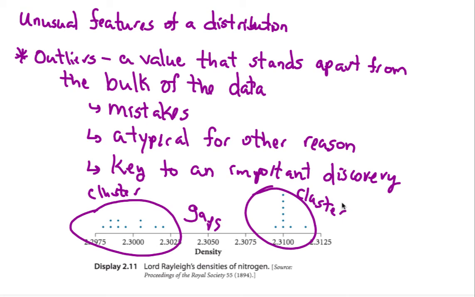What did this great scientist conclude? That the air samples on the right might be denser because of something in them besides nitrogen. This led him to discover inert gases in the atmosphere. Just one example of the power behind good statistical analysis.